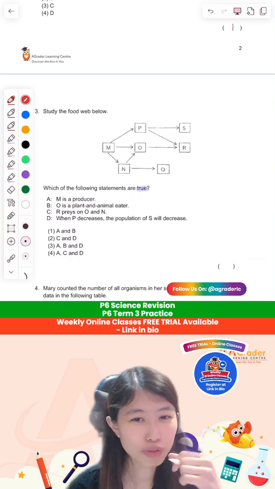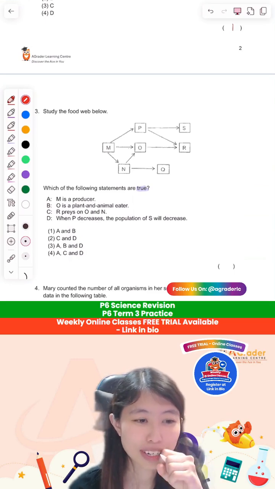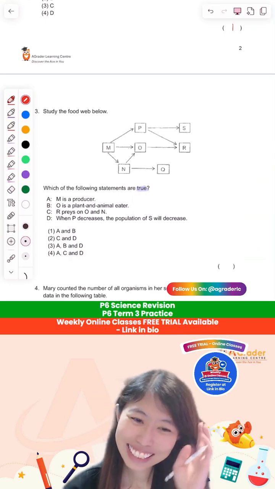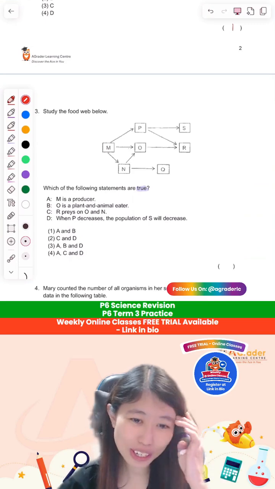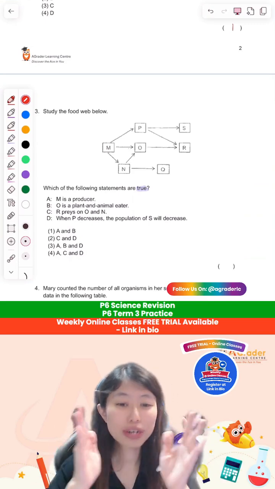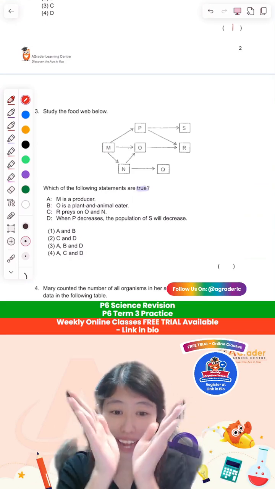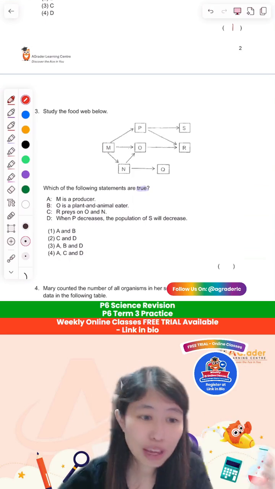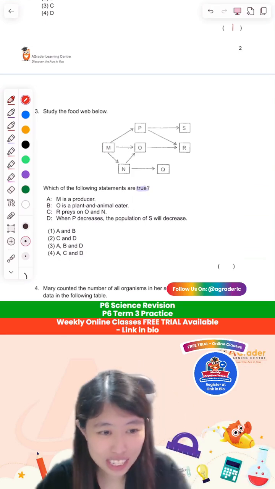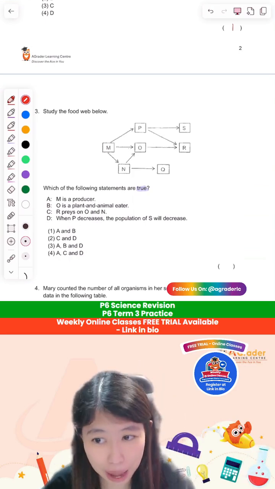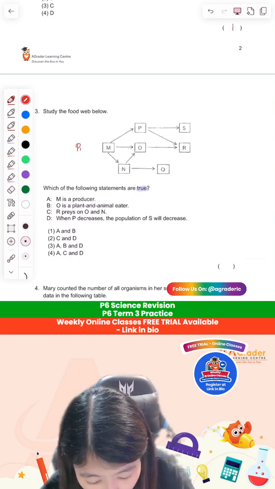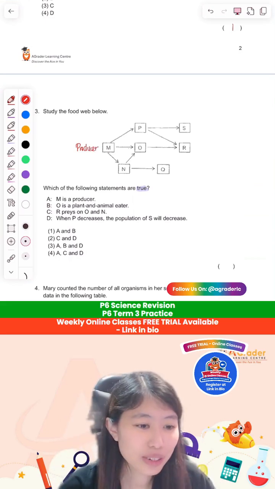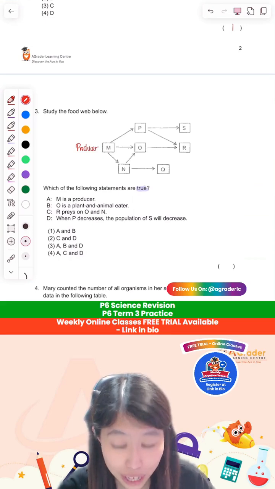Which organism do you all think is a food producer? Can you all tell me? Which one do y'all think is a food producer? Food producer, always make sure that you know that the arrows are pointing outwards. Okay, very good. Yes, a lot of you said M. Yes, M is our producer. Fantastic, good.